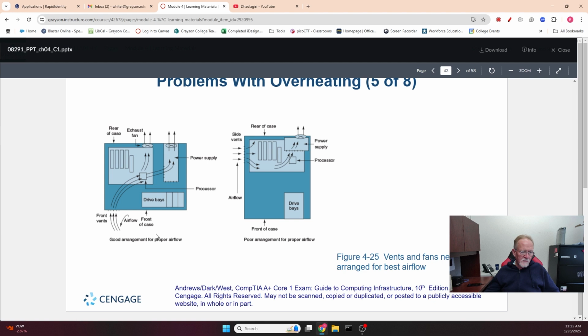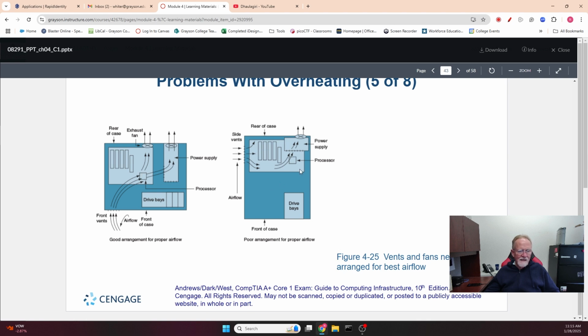A good arrangement for proper airflow: you've got the front vents pulling air in, the fans are pushing air out, and so the air flows through the case, and it covers basically all the components. Particularly, it's focused on the processor. On the other hand, you've got side vents.